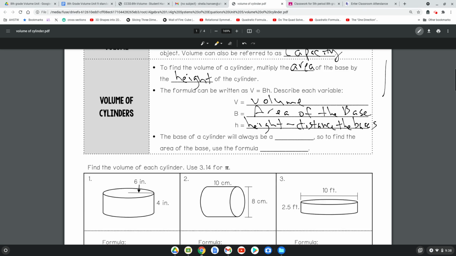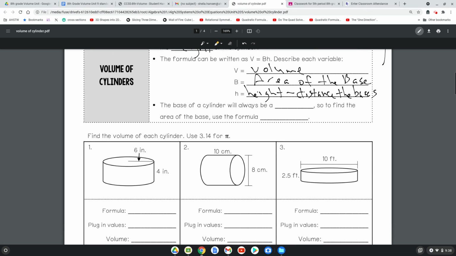And the reason to say that is because if you look down here on number 1, height for 4, it's kind of obvious it's up and down. But when they flip it over like this one on number 2, the height is not always vertical. The height here is actually 10 because that is between the two bases. The circle bases, the height is 10. 8 stands for the diameter of that circle base. Okay.